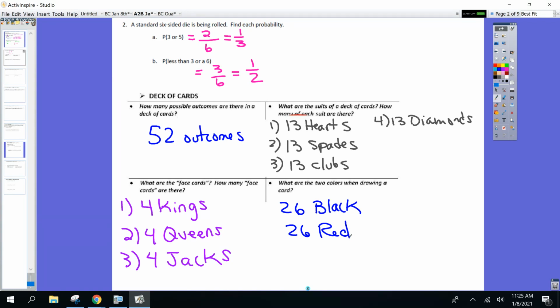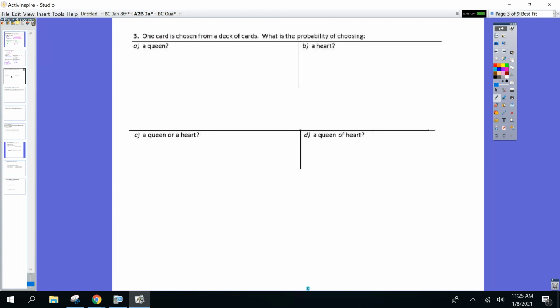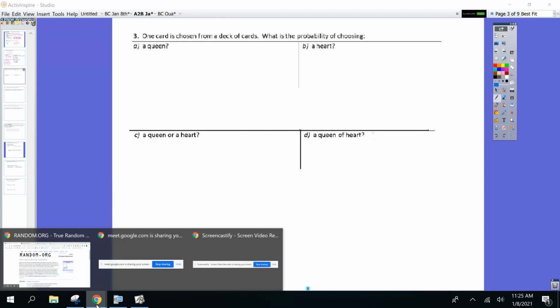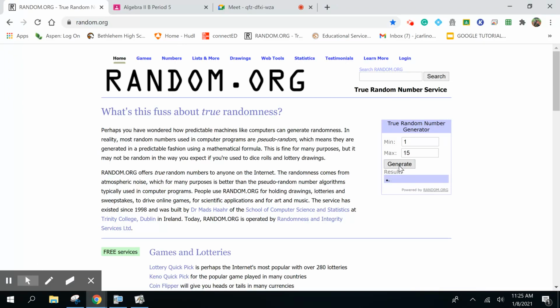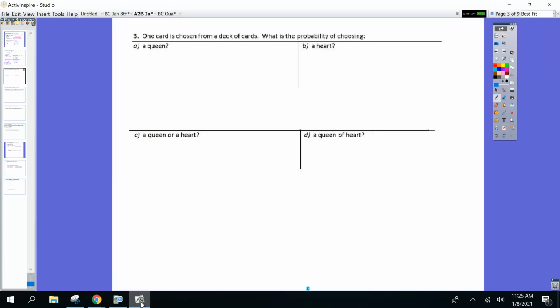Okay, so let's do this. 1 card I choose. What's the probability you choose a queen? Just a queen. Liz, how many queens did we just say were in a deck of cards? 4. Out of? 52. There you go. 4 out of 52. So that's going to be 1 out of 13, everybody.